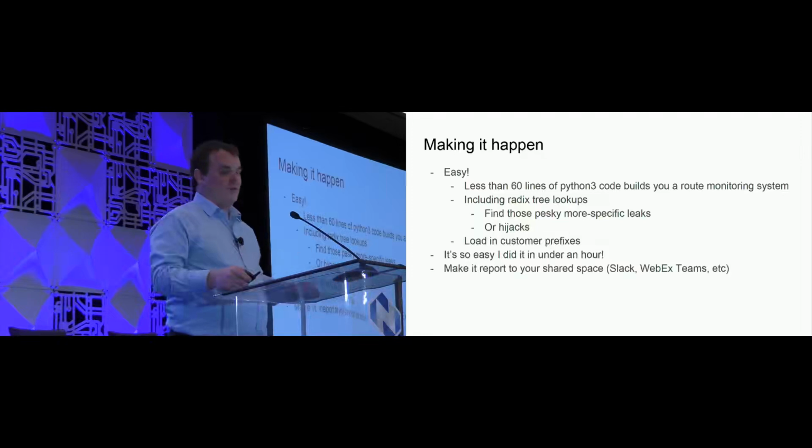So how do you make it happen? I put together about 60 lines of Python code real quick to do that, including using a radix lookup to look at everything, which is great for finding the more specific leaks or hijacks of your address space that you might see. You can load in your customer prefixes and stuff.